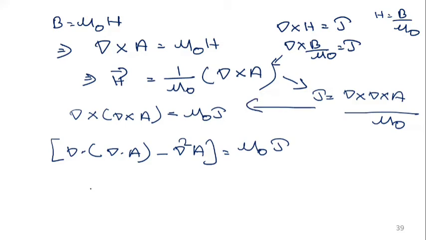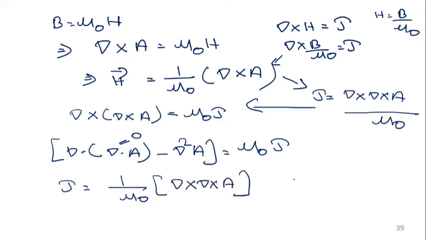Okay, then we can write if del dot A is taken to be 0, then J is equal to 1 by mu 0 into del cross A, that is del square A is equal to minus mu naught J.